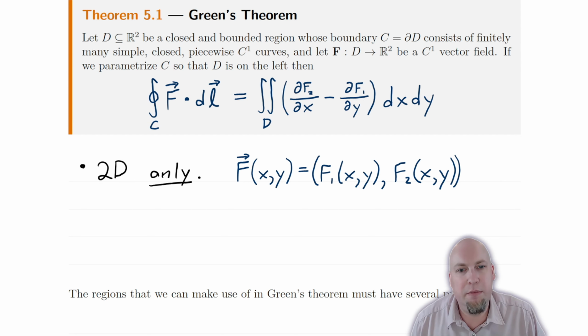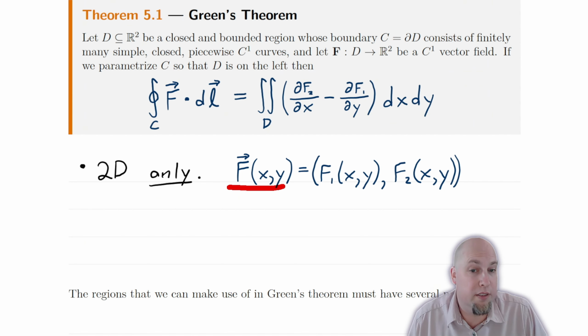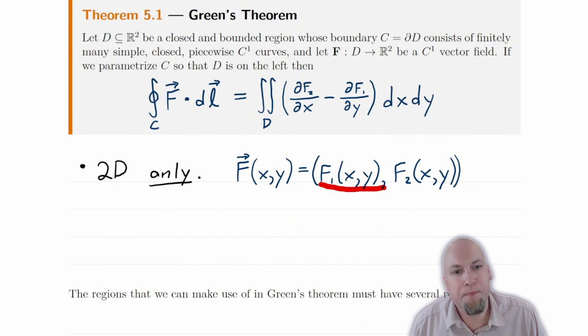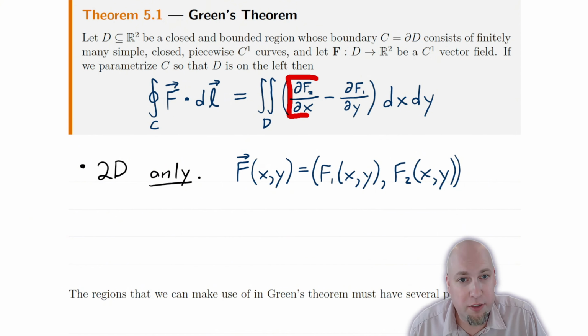Because it's two dimensions only, it makes sense to give names to the two entries of the vector field. So let's call the first entry F1, that's a scalar field, and the second entry is F2, that's also a scalar field. So that's these two functions here that we're taking partial derivatives of. Those are just the two entries of our vector field.